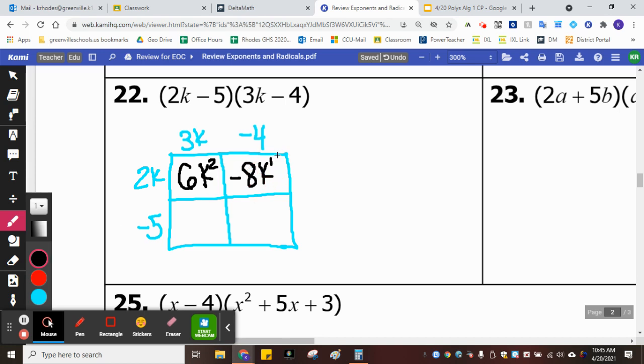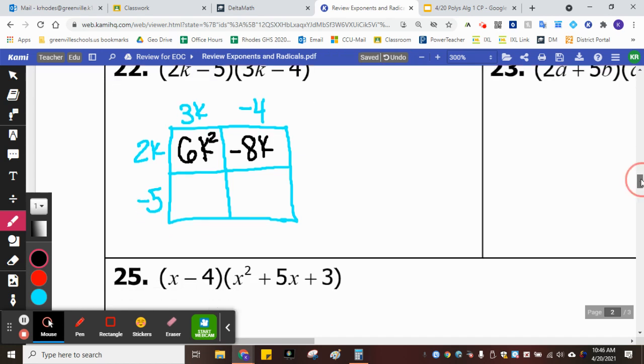Either way, you can put the 1 or you can just keep it k. There's always that invisible 1 there as an exponent. 3k times negative 5. 15. Negative 15 because it's a negative 5. Negative 5 times negative 4. 20. Positive 20 because they're both negative.